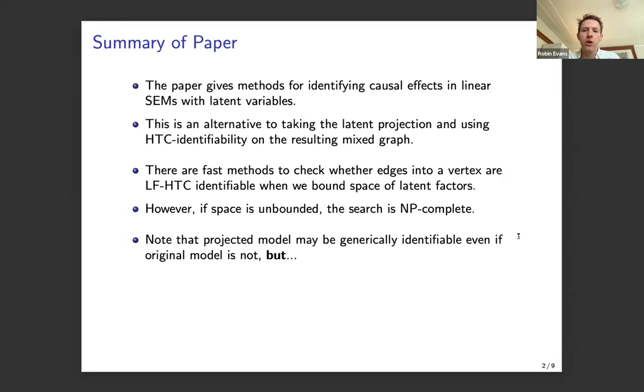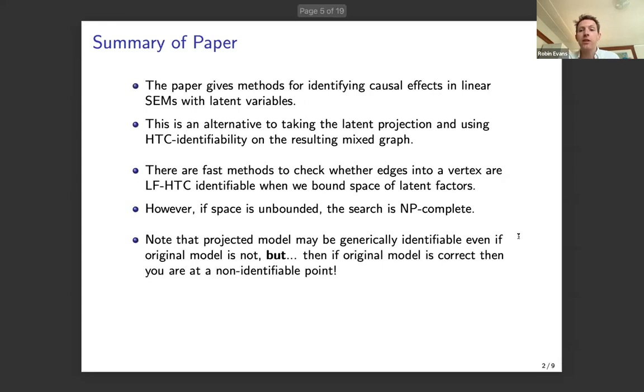But the problem is, as I'll show in an example in a second, that if the original model is correct, then you're guaranteed to be at one of these lower dimensional points where it's not identifiable. Generically identifiable just means there's a space of lower dimension where your model is not identifiable. And if you project into a model that has a higher dimension, you might suddenly become generically identifiable. But if you believed the original model, then when you try and run your identification, you'll find that you're at a singular point where you're effectively trying to divide by zero, or empirically divide by zero.